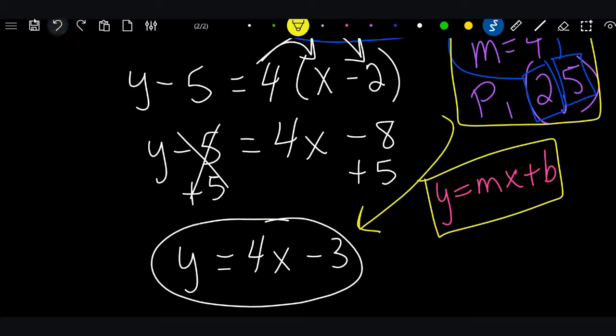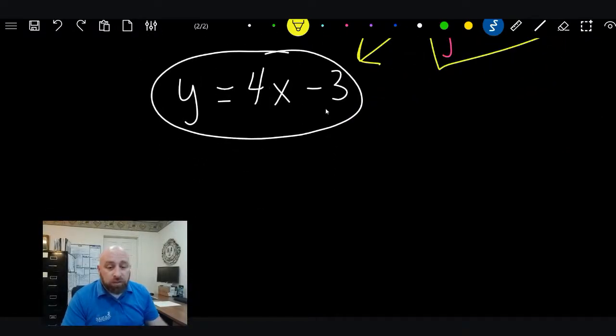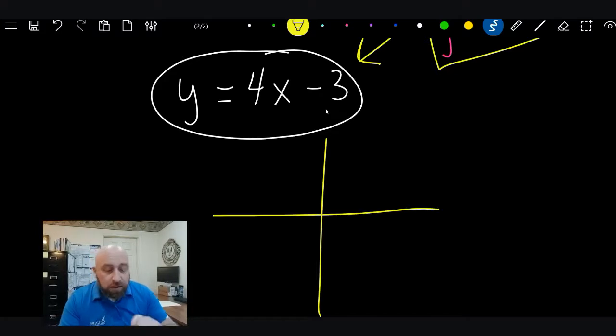So you say, Mr. Steve, what's the answer to this? This is weird. Well, the answer to this one is this, kind of. That's part of the answer. That's the first step to the answer. Now, what's the next step? The next step is putting it onto the graph. How do we put it onto the graph? Well, we graph using y-intercept form.